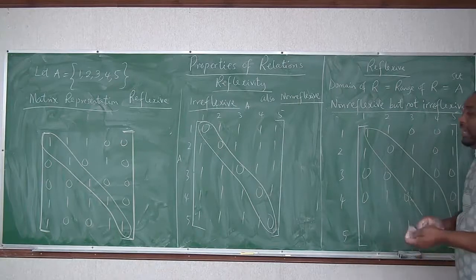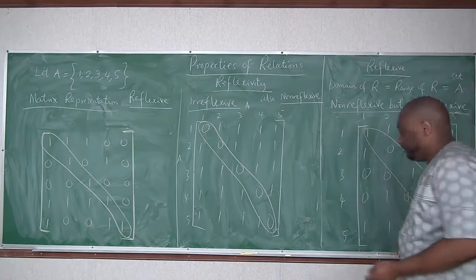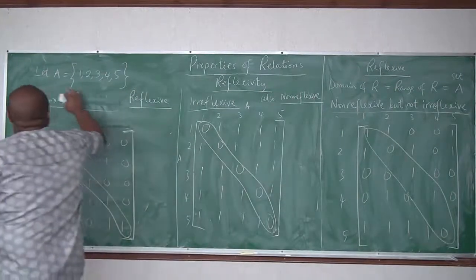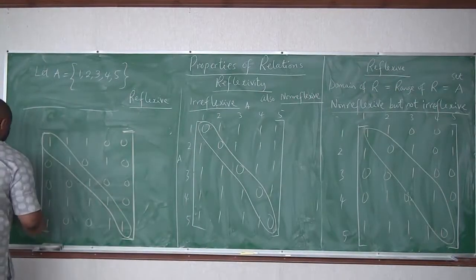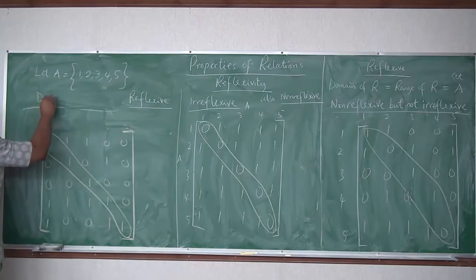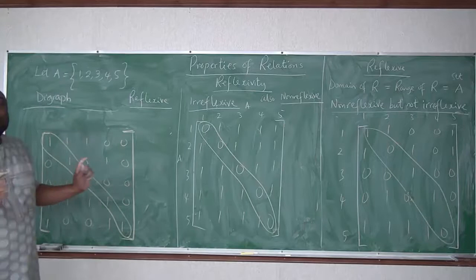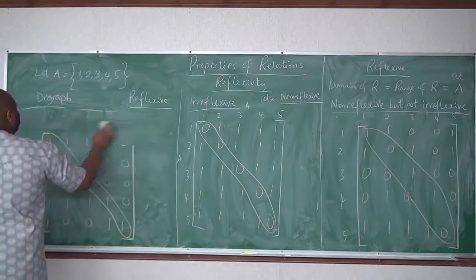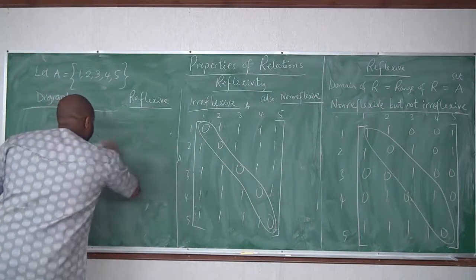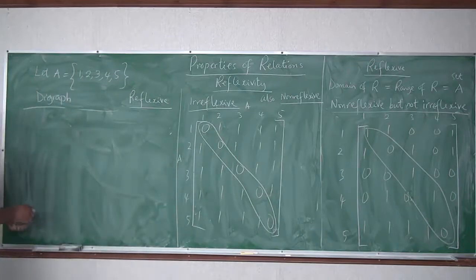Alright? Now, let's look at digraph. With digraph of reflexive, we talked about digraph in the first video, relations part 1, the introduction to relations. With digraph, the elements are the vertices. Vertices are also called nodes.